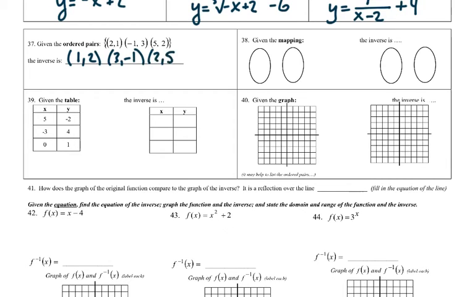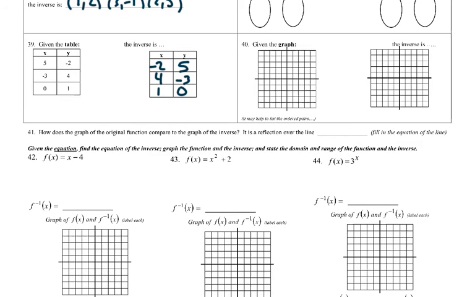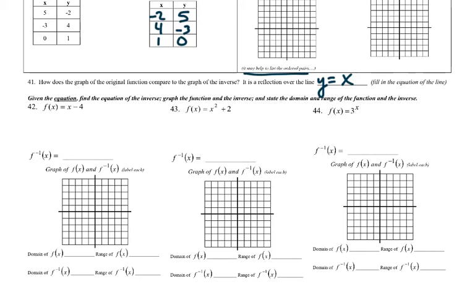For inverses, they just switch the x and y, so it's going to be 1, 2, 3, negative 1, 2, 5. And that mapping it didn't copy, so it would just be reversing it, right? Switching the x and the y. So same thing here. I guess I didn't do it, but you would just list the ordered pairs and flip them. And we know that the relationship between the graph and the inverse is a reflection over y equals x.